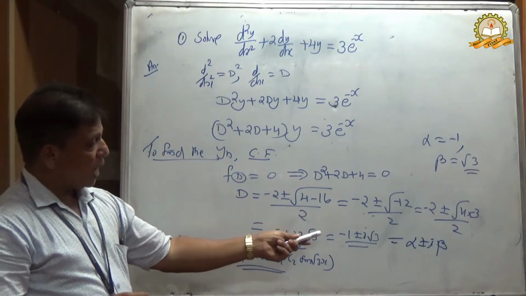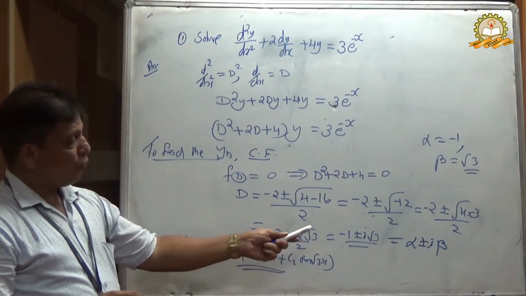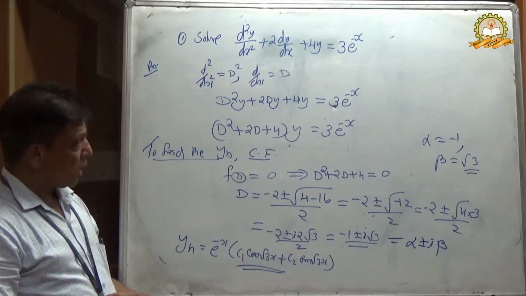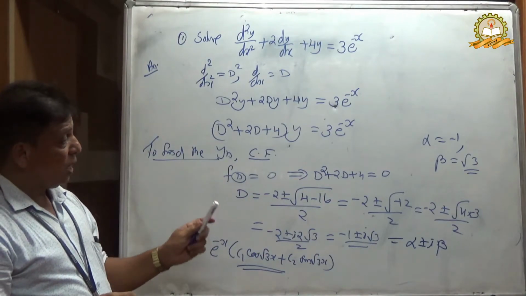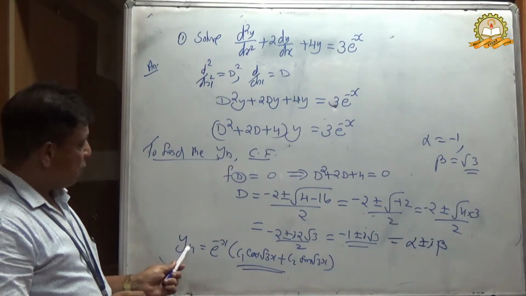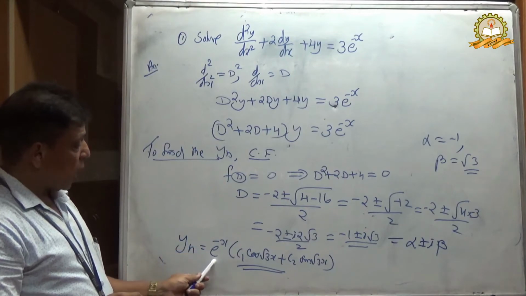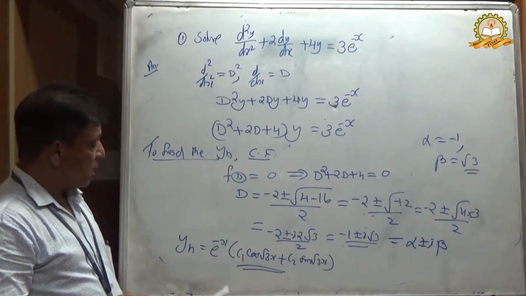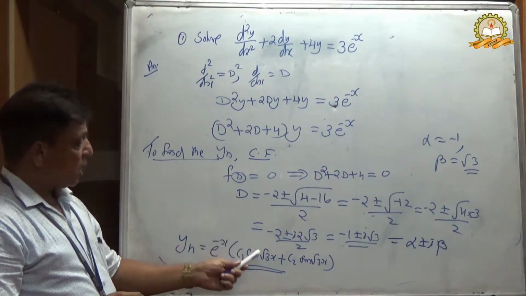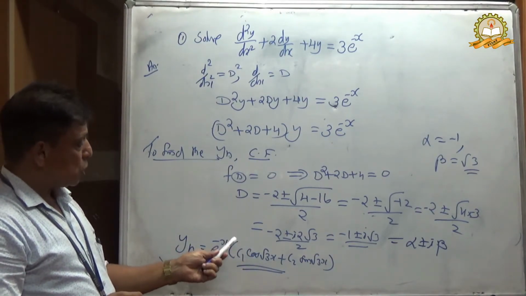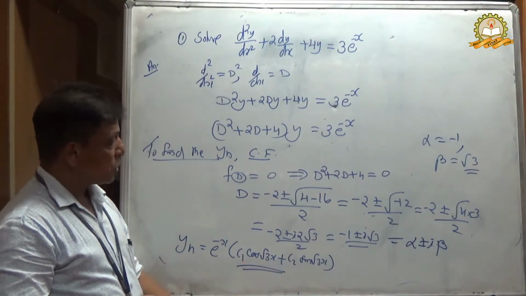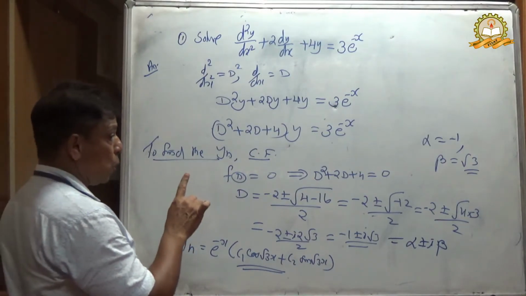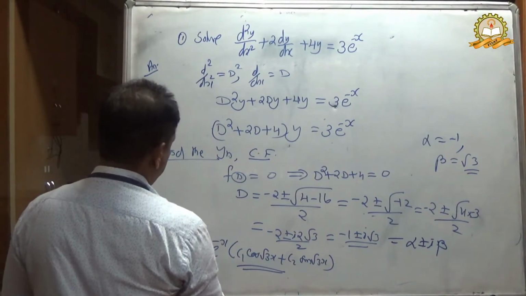That is minus 1 plus or minus i root 3, alpha plus or minus i beta, where alpha is equal to minus 1, beta is equal to root 3. Then applying case 3 in the homogeneous solution, y of h is equal to e raised to alpha x into c1 cos beta x plus c2 sin beta x. That is, with alpha equal to minus 1 and beta equal to root 3, e raised to minus x into c1 cos root 3x plus c2 into sin root 3x. This is the procedure for writing the homogeneous solution. Then we can find the particular integral.